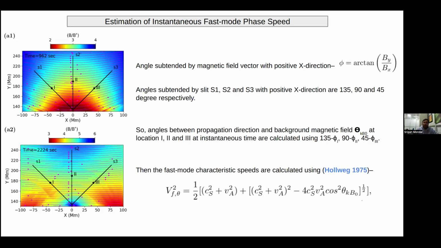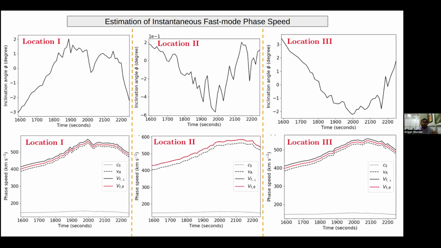So here are a few figures which show how the inclination angle phi changes with time at location 1, 2 and 3. As you can see, at location 1 and location 3, the inclination angles are basically changing from -3 to 2 or 3 to -2 respectively. Whereas location 2, which is almost perpendicular to the almost horizontal magnetic field lines, the inclination angle there is very small, of the order of 0.1.